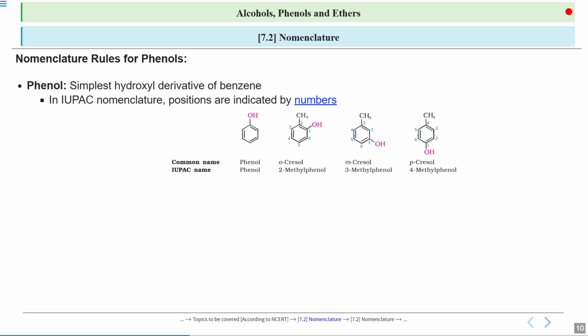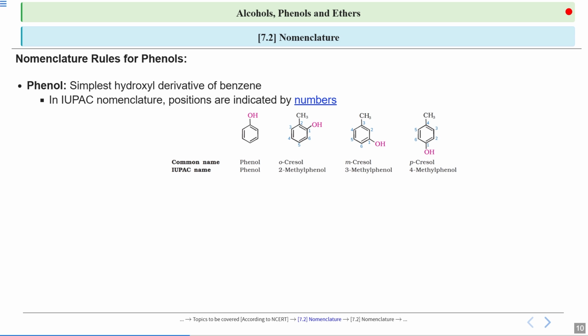If you read both the common name and the IUPAC name, you can understand that the second position of benzene with respect to the OH group is the ortho position. The second and sixth positions, after numbering with respect to OH, are ortho positions. The third and fifth positions are meta positions, and the fourth position is the para position in the benzene ring.